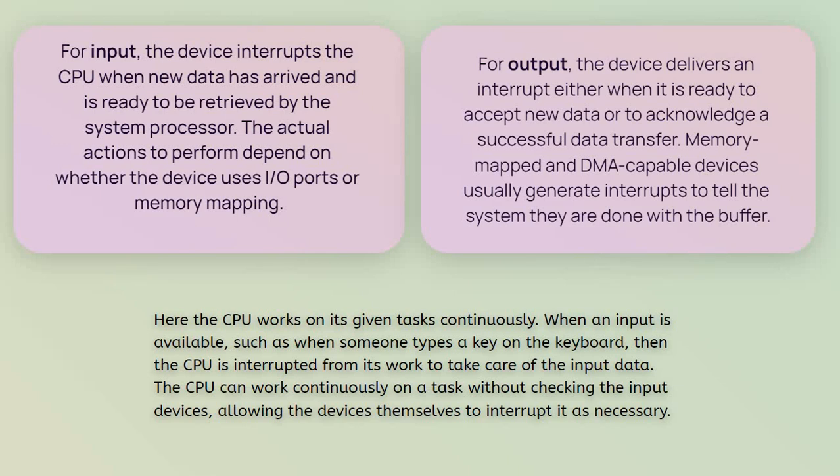Here the CPU works on its given task continuously. When an input is available, such as when someone types a key on a keyboard, the CPU is interrupted from its work to take care of the input data. The CPU can work continuously on a task without checking the input devices, allowing the devices themselves to interrupt it as necessary.